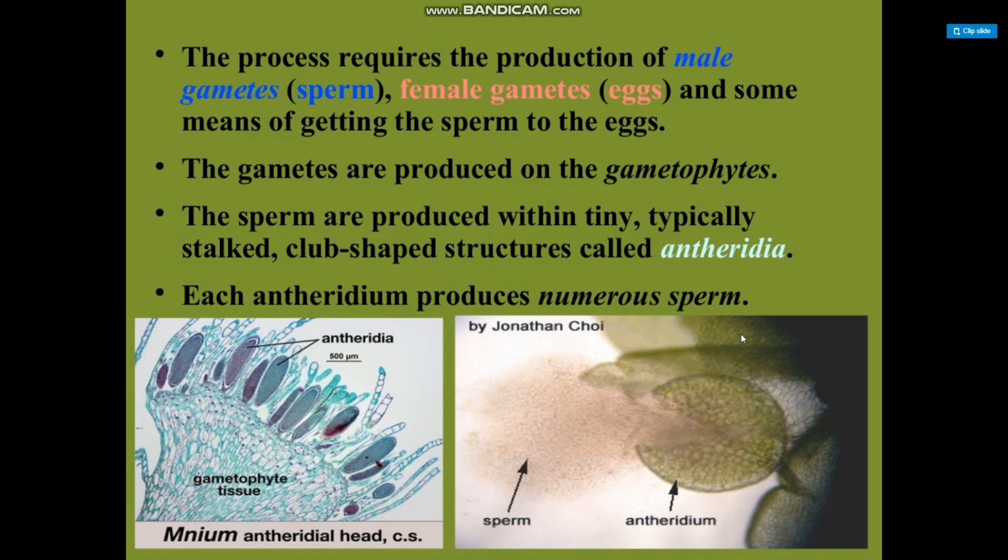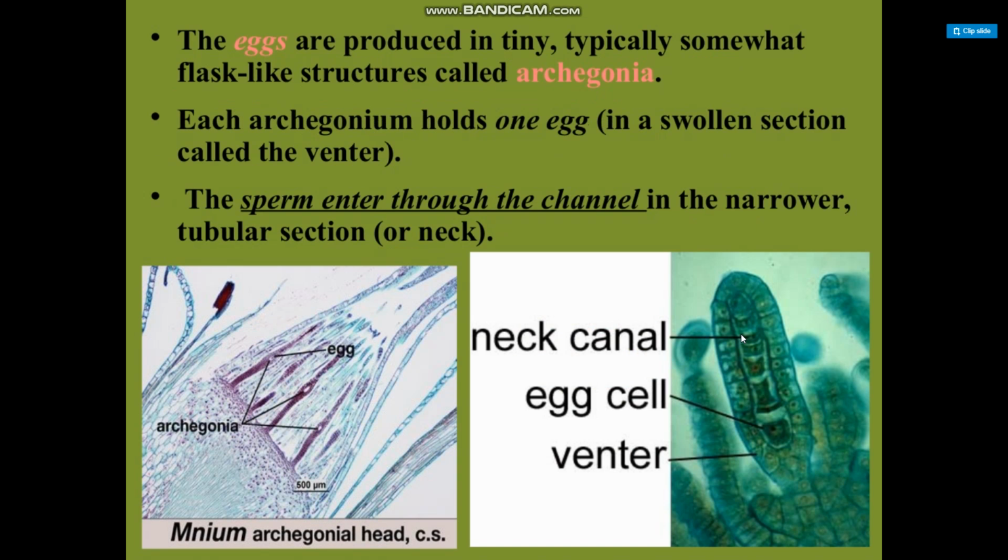Each antheridium produces numerous sperm. The eggs are produced in tiny, spherical, somewhat flask-like structures called archegonia, and each archegonium holds one egg in a swollen section called the venter, and the sperm enter through the channel in the narrow tubular section, the neck. So these archegonia have a neck canal cell, an egg cell, and a venter.